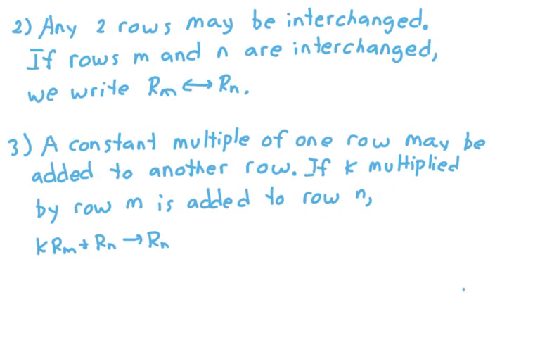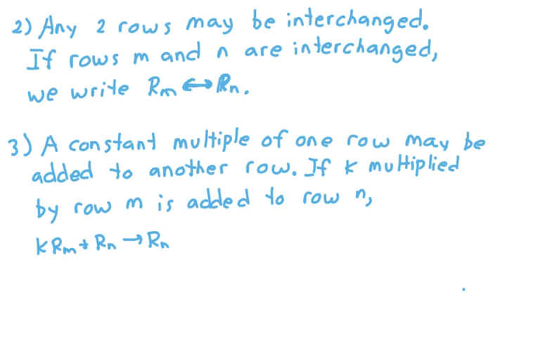Number two, any two rows may be interchanged. If rows m and n are interchanged, in other words, they're switched, we write row m, and this tells me to switch row m with row n. And that will be our new matrix, with that being reflected.